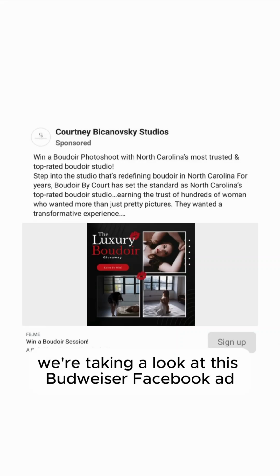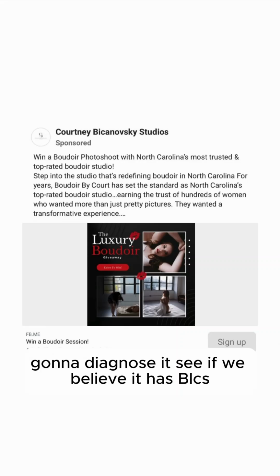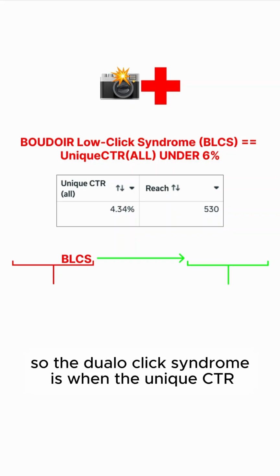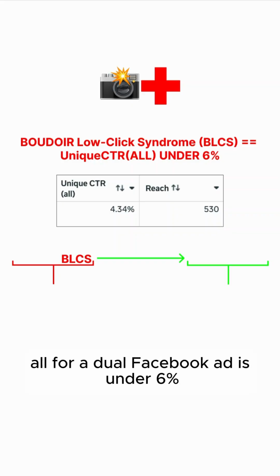All right, y'all, we're taking a look at this Boudoir Facebook ad. Going to diagnose it, see if we believe it has BLCS, aka Boudoir low click syndrome. So, Boudoir low click syndrome is when the unique CTR all for a Boudoir Facebook ad is under 6%.